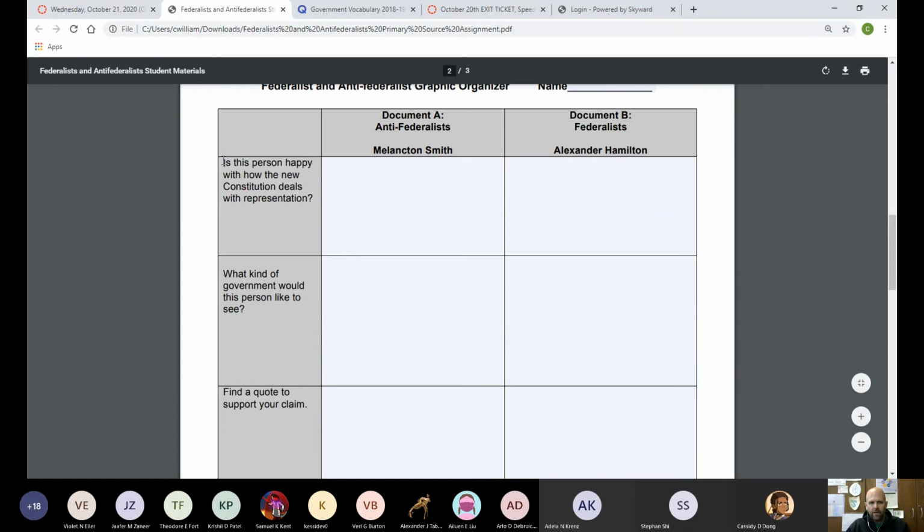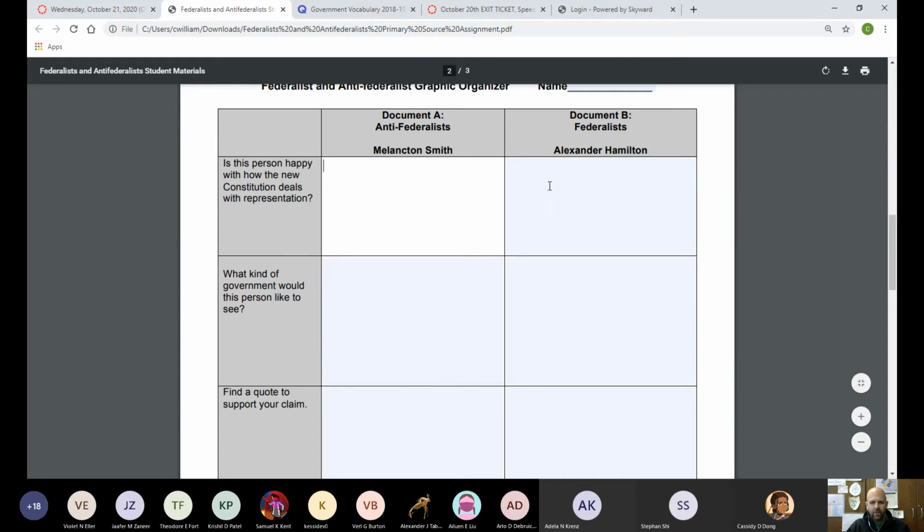The questions here on the left are going to be prompting you in relation to what is being said in document A and document B. Please make sure you're paying attention. So, is this person happy with how the new Constitution deals with representation? You can't just put yes or no here. I would like these responses to be thorough and detailed. Did everybody hear me there? I want these responses to be thorough and detailed. I would like you to be writing in complete sentences.